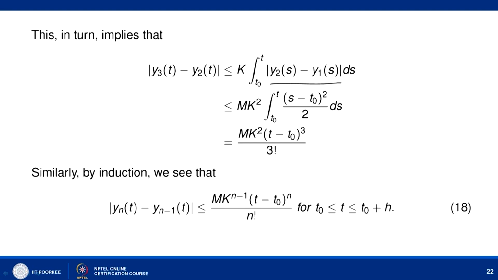And if we proceed like this, by induction we can show that the modulus of yn(t) minus yn-1(t) is less than or equal to M k to the power n minus 1 times (t minus T naught) to the power n divided by factorial n. Here t is lying between T naught and T naught plus h.